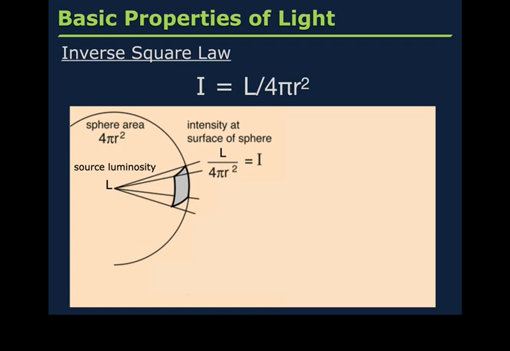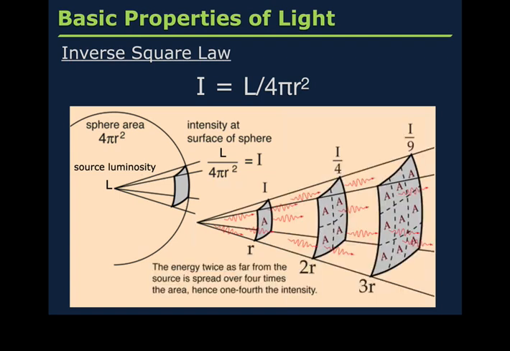So this is telling us that if you have a source with a given luminosity, L, its intensity, so basically how bright it looks, is going to be equivalent to L over 4 pi times r squared. So it's basically telling you that how bright a light source appears is dependent on the size of the area that you're spreading that light source over.